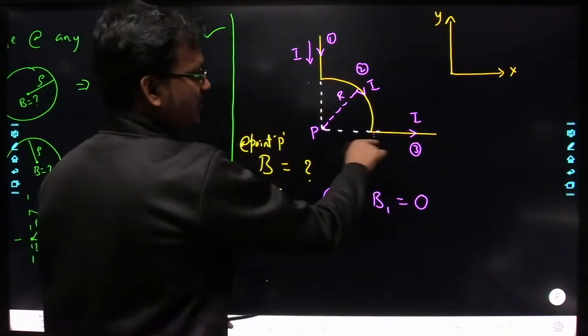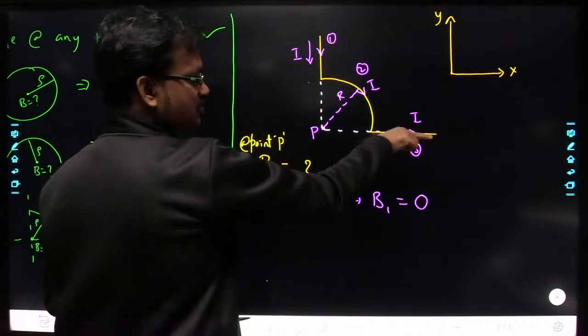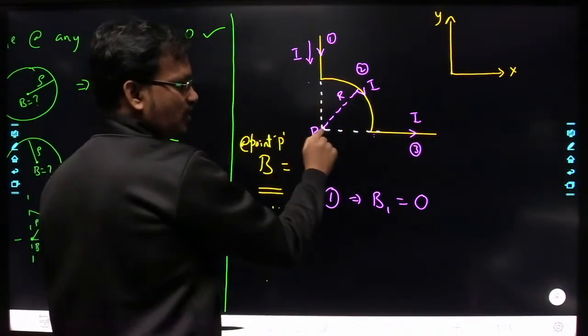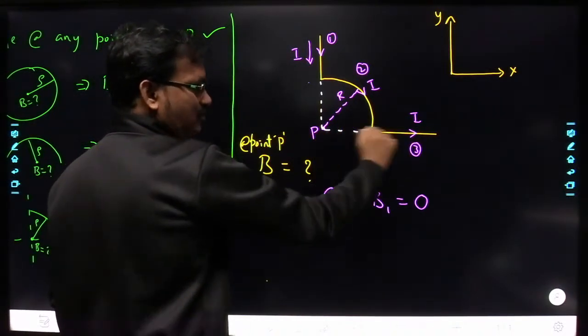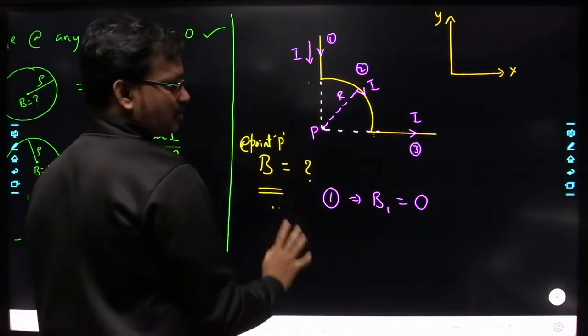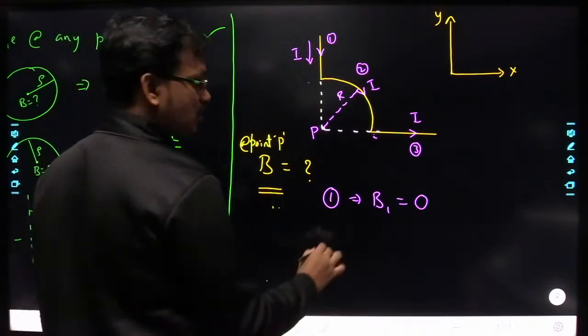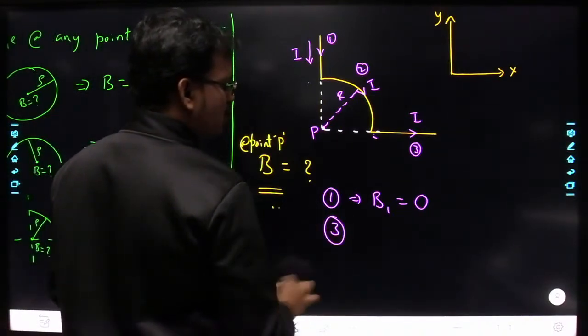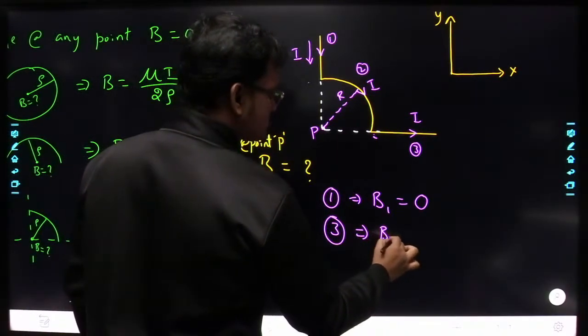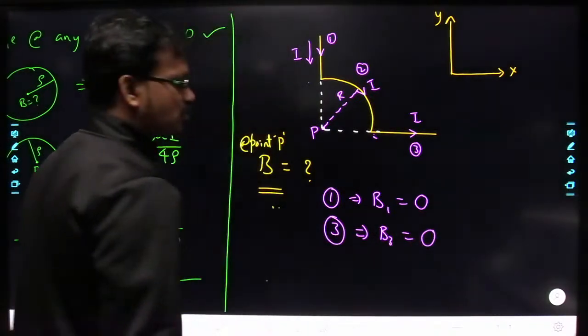Next, similarly, due to the third section, this point is also lying along this line. If the point is lying along this line, then the B field due to this current carrying wire will be equal to 0. So due to the third section also, the B field is equal to 0.